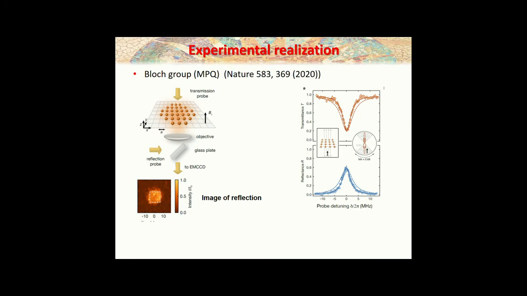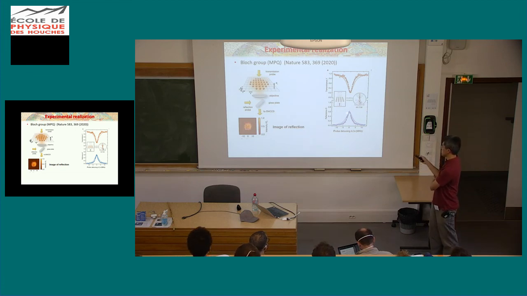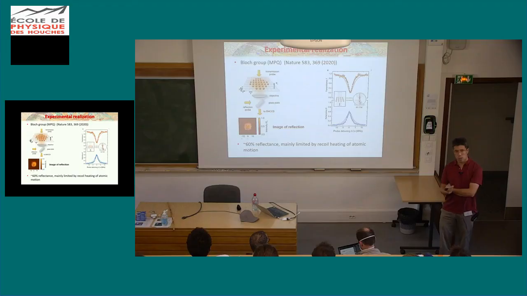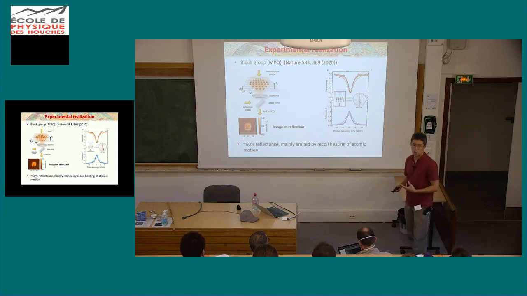If you want to be a little bit more quantitative, you can change the frequency of the light you send in, and actually map out a reflection spectrum. You see that on resonance, you get a reflectance, in this case, of 60%. So it's 60% rather than 100% because of various technical imperfections. But maybe the most important one is that in this particular experiment, it's not really feasible to send in one photon, reset the experiment, build another Mott insulating state, send in another photon, and so on. That just takes too long.